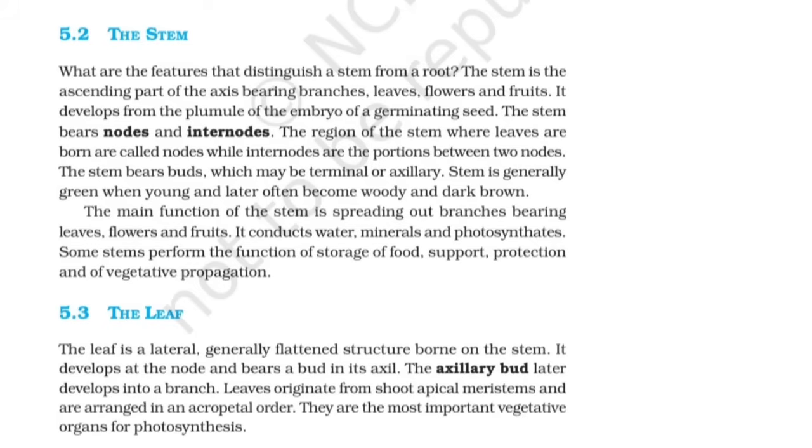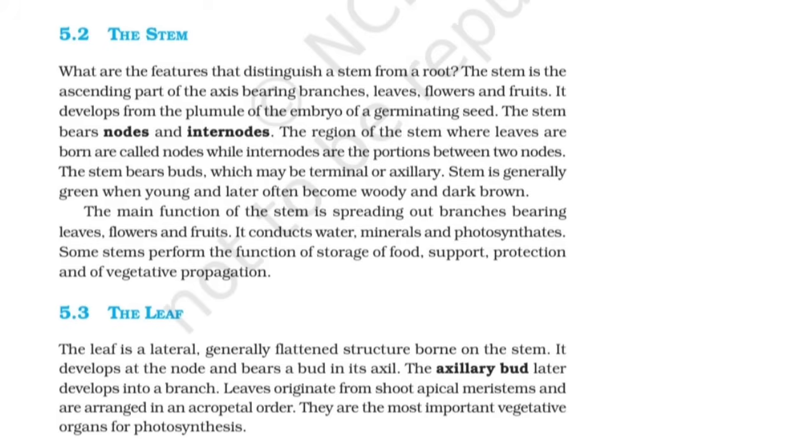The stem bears buds, which may be terminal or axillary. Stem is generally green when young, and later often becomes woody and dark brown. The main function of the stem is spreading out branches bearing leaves, flowers, and fruits. It conducts water, minerals, and photosynthates. Some stems perform the function of storage of food, support, protection, and of vegetative propagation.